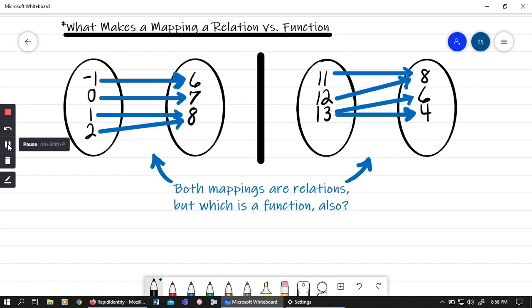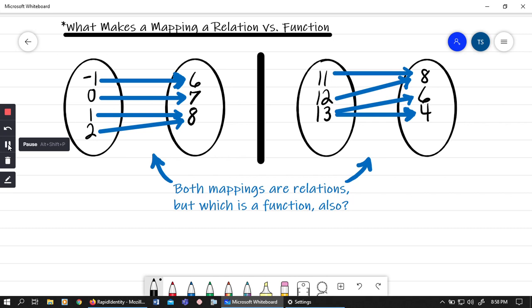Okay, so next up, let's look at what makes a mapping a relation versus what makes a mapping a function. So the first thing that we need to realize, guys, is that pretty much every type of mapping is going to be a relation. So when you look at these two mappings that I have up here, they're both relations.